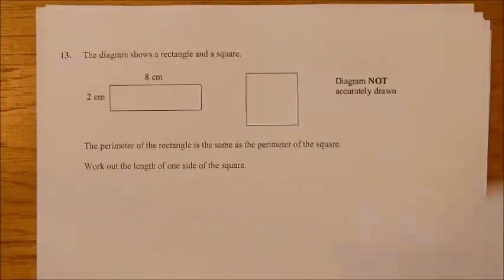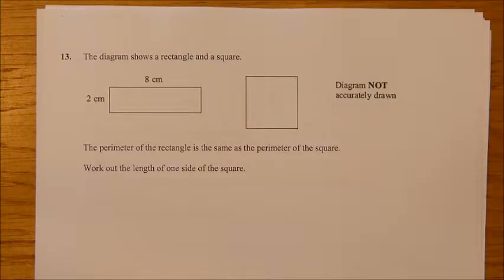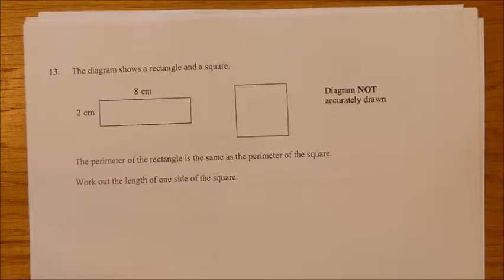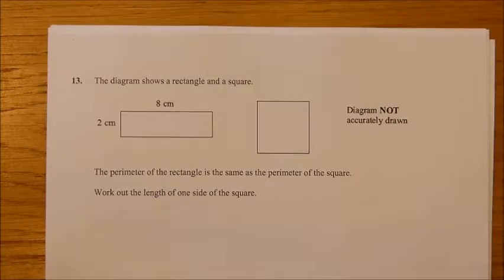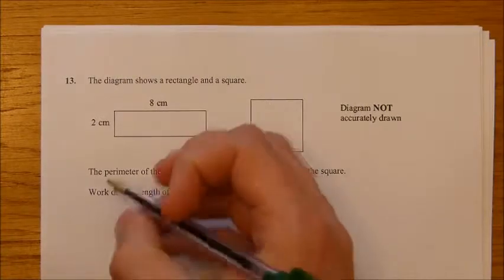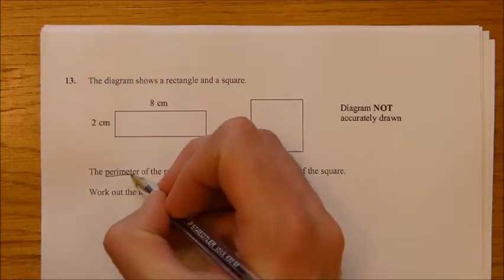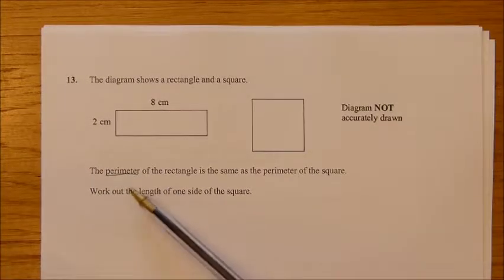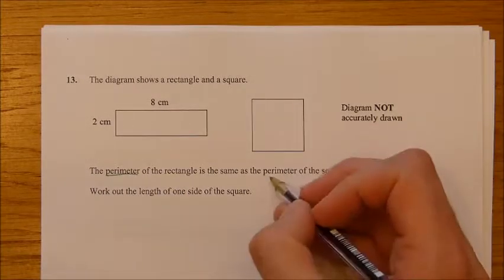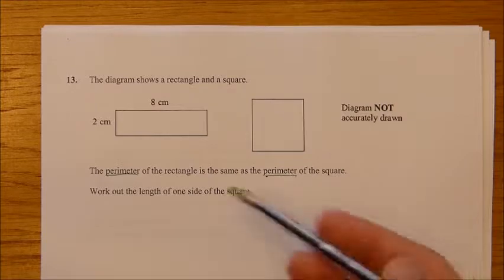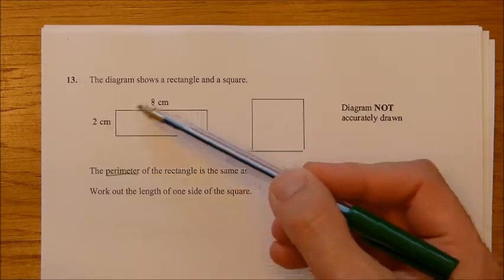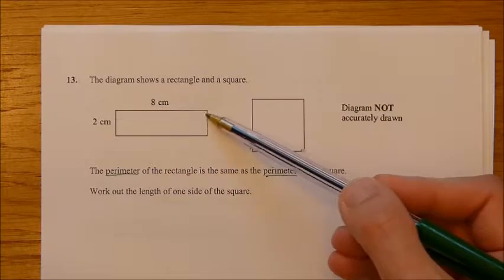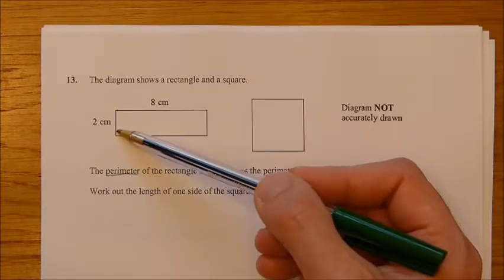Number 13. So most people lost marks on this question because they didn't see this word, perimeter. The perimeter of the rectangle is the same as the perimeter of the square. That doesn't mean that we're going to do 2 times by 8, that means that we're looking at the distance around the outside of this shape.